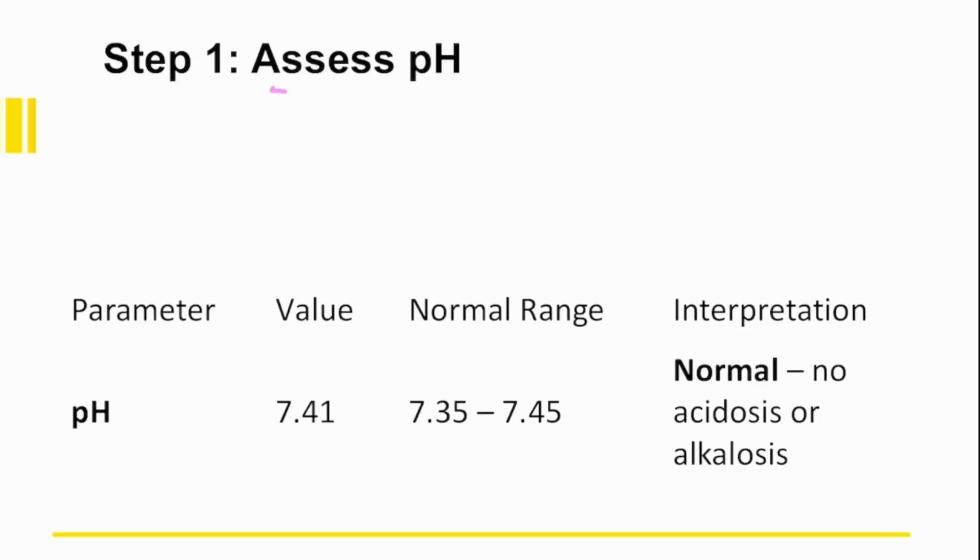So apparently this patient is having a normal ABG. So we will interpret stepwise. Step 1 is assessing the pH. So 7.41, is it acidemic or alkalemic? It comes in the normal range. So the interpretation, this is normal.